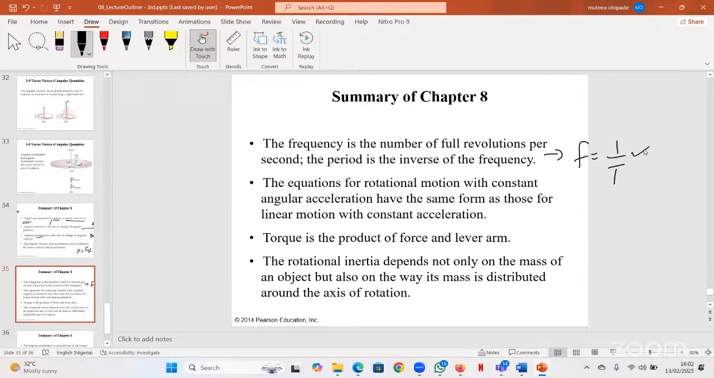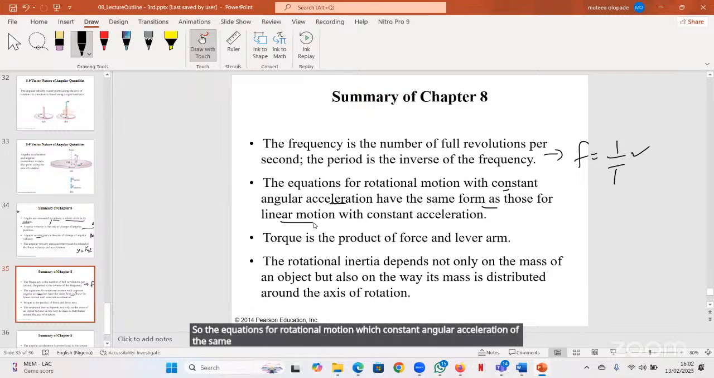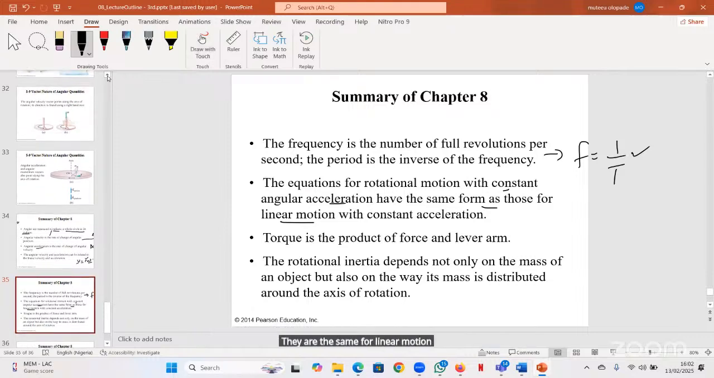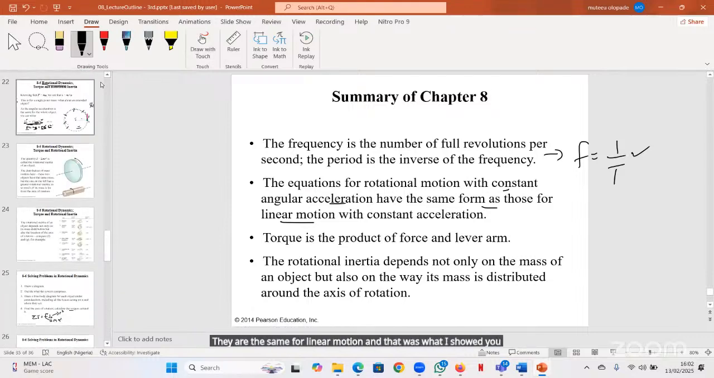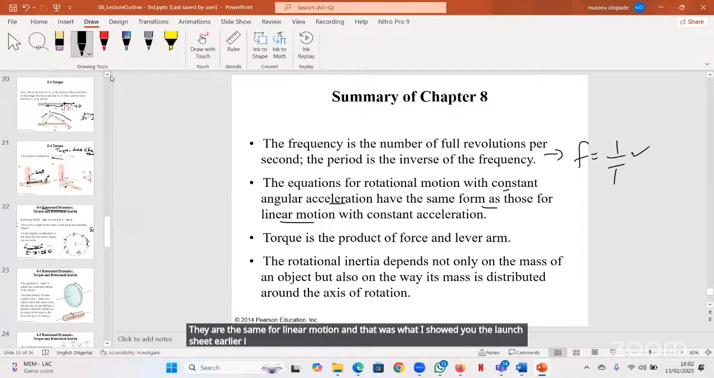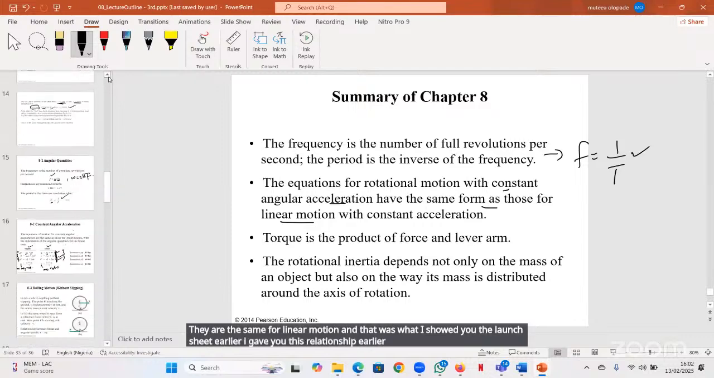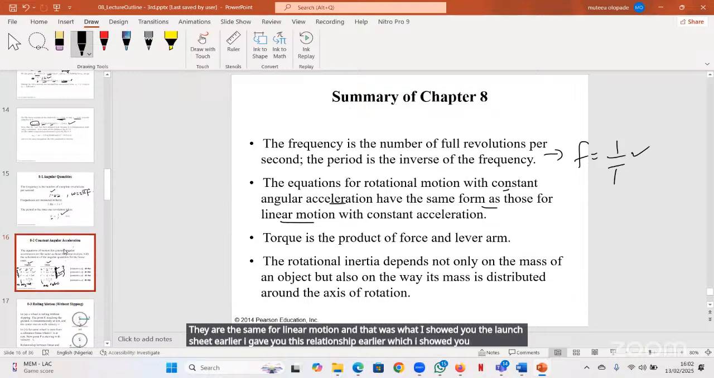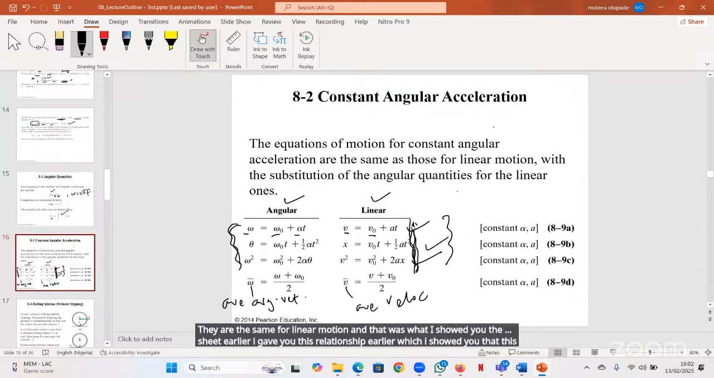It's related to it by this. This is what you have. So the equations for rotational motion with constant angular acceleration have the same form as those for linear motion. I gave you this relationship earlier. Can you see? For linear motion and angular motion, they are related.